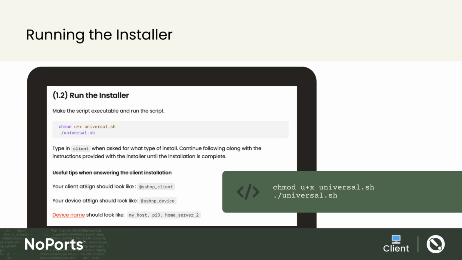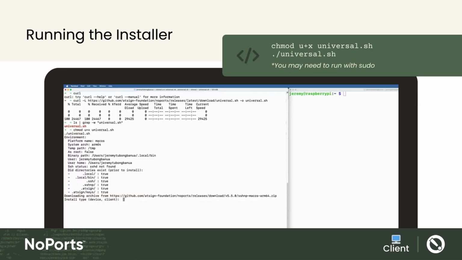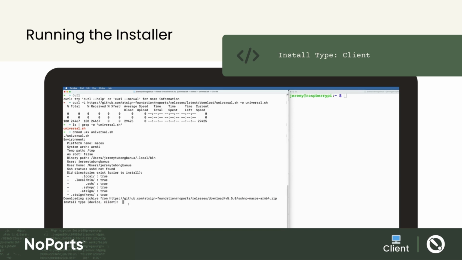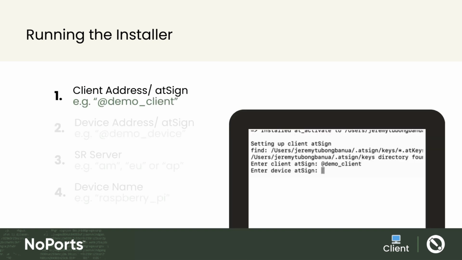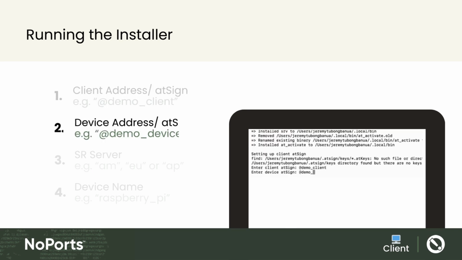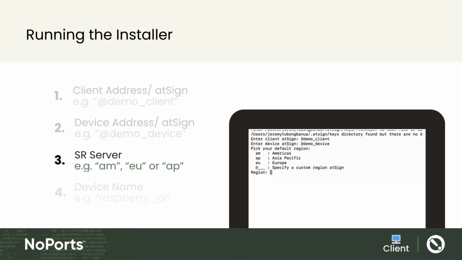Now that you've successfully installed universal.sh, you just gotta give yourself permission to run the script and just run it. It's going to ask you for the install type, and since we're installing the client, we're just gonna type in client. Next, it's gonna ask you to type some more stuff in. So first, you're gonna wanna put in your client's address. So my client's address is @demo_clients. Next, enter in your device address. So I typed in @demo_device.